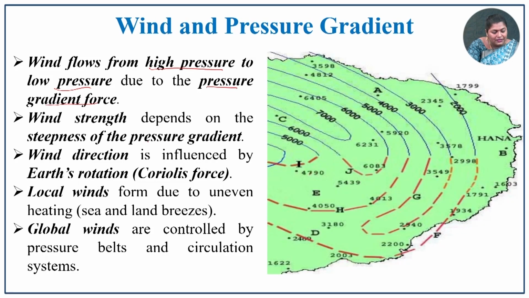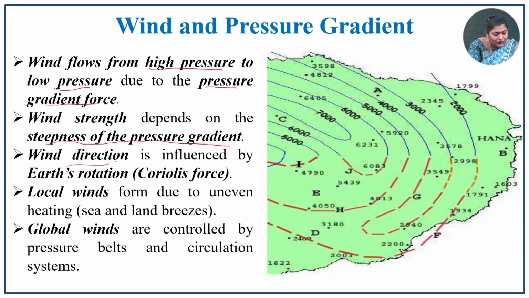Some force has to be exerted here, that is PGF will be exerted. So, because of PGF, the wind is blowing from high pressure towards the low pressure. The wind strength depends upon the steepness of the pressure gradient. If the gradient is steep, how will the area be? The area will have low pressure and it will not be a stable condition.